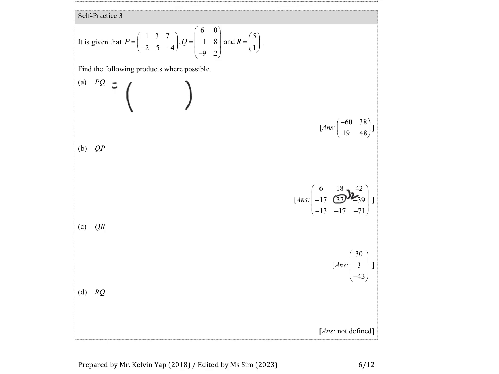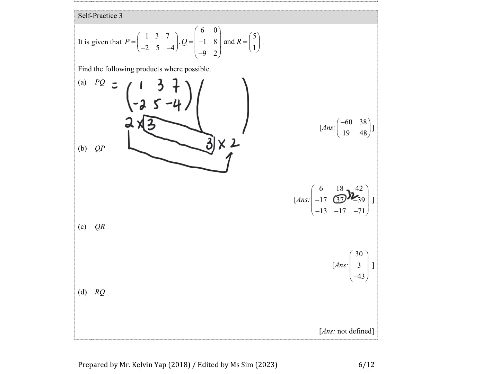So this one, P times Q. Can you all go and try on your own first? 1, 3, 7, 2, 5, minus 4. This is a 2 by 3. This is a 3 by 2. So you know that this can happen and the final order must be a 2 by 2. You can go and draw it out. You have 4 numbers here, 2 by 2. Go and calculate what the values will be. Horizontal times vertical, remember that.